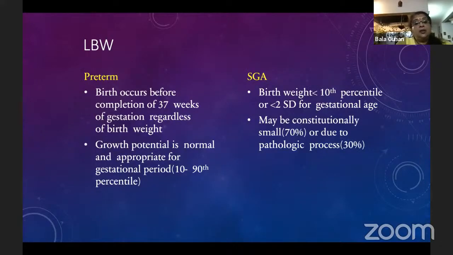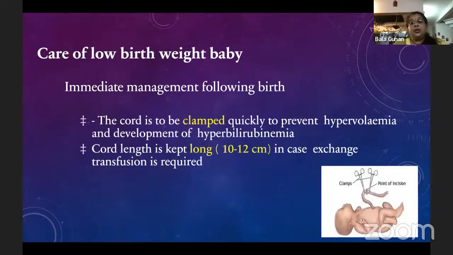So low birth weight babies, the preterm births occur before completion of 37 weeks of gestation, regardless of the birth weight. The growth potential is normal and appropriate for gestation period in between 10 to 90th centile. In small for gestational age, the birth weight is less than 10th centile or less than 2 standard deviations for the gestational age. SGA babies may be constitutionally small in about 70% or due to pathological process in about 30%.